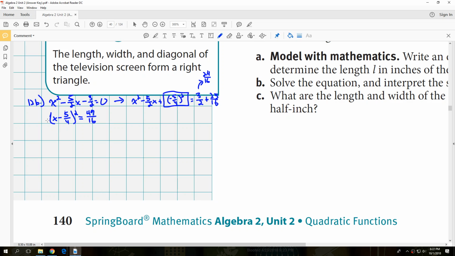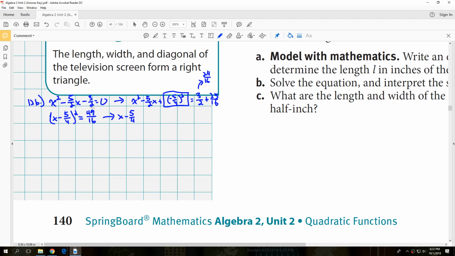Let me move down here. Okay, so let's go ahead and square root both sides. So I get another arrow here. x minus 5 fourths pops out.